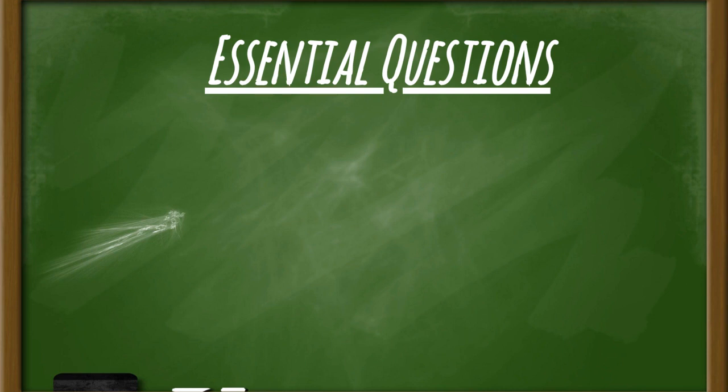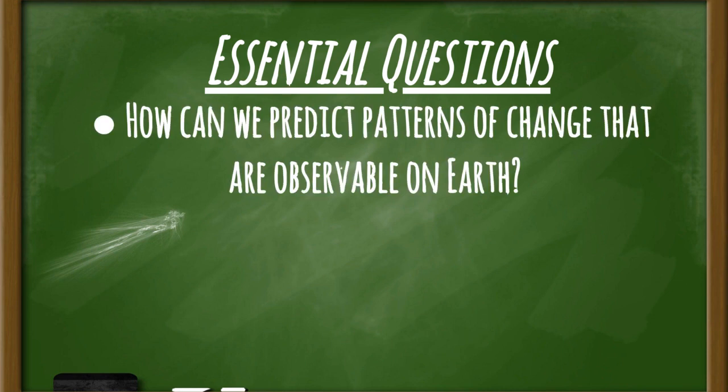Let's go over our essential question for today. When we talk about patterns of the Earth, we're going to be focusing on three essential questions. The essential questions for this topic are as follows. Listen to me first. How can we predict how the patterns we observe on Earth will continue? Say that one with me. How can we predict how the patterns we observe on Earth will continue?